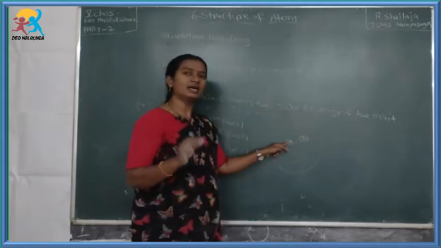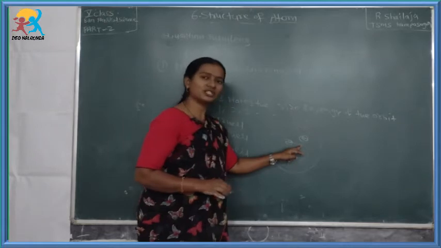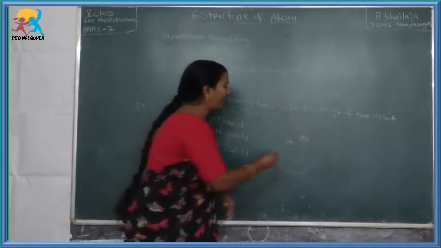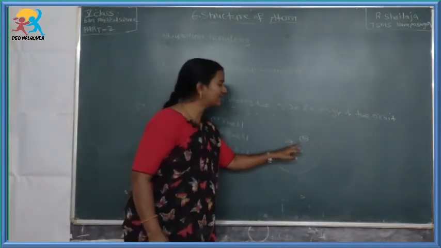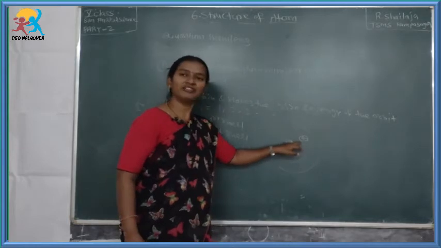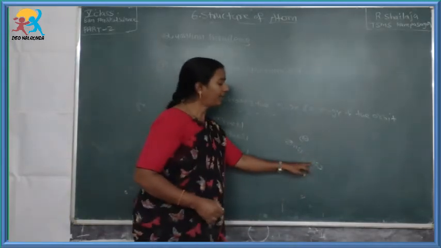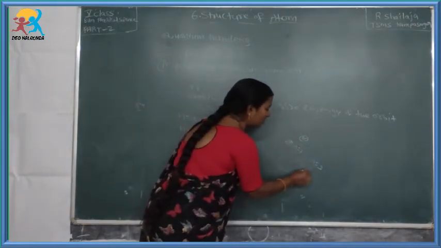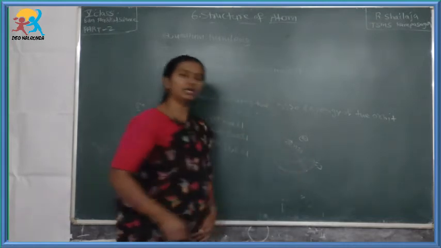So it represents the size of the orbit, and if the electron is in the first shell, the electron has energy E1. So by using the n value, if n equals 1, the first shell, we can say the size of the orbit and the energy of the orbit. For example, if n equals 3, that is the third shell, we can say the size of the orbit and the energy of the orbit.